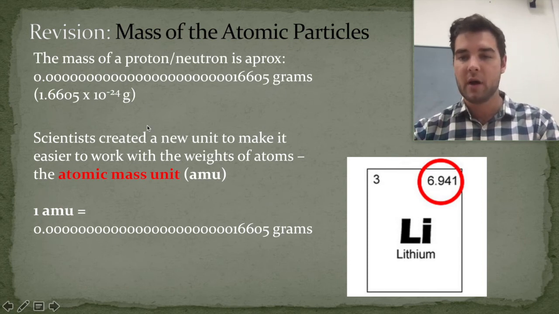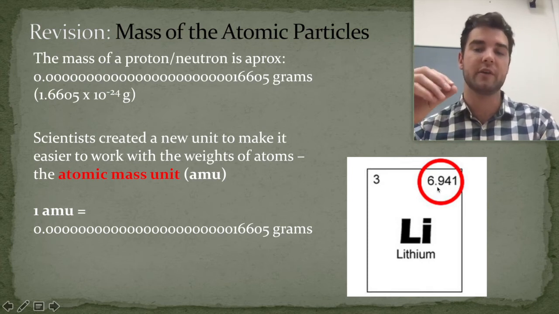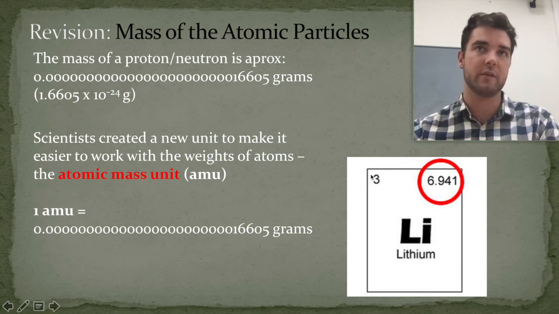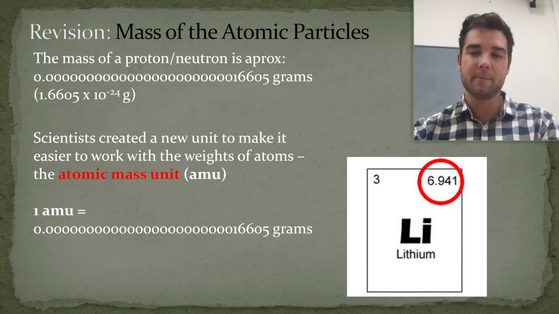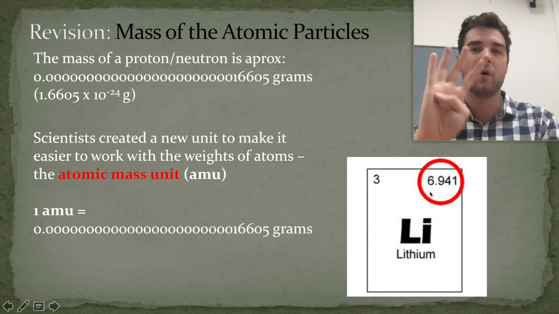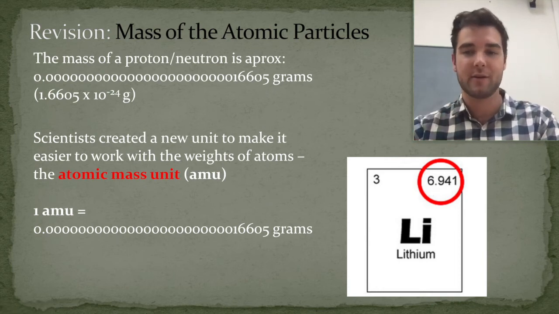So lithium has an atomic mass of 6.9, roughly 7. So we can tell that there's 7 particles in the nucleus, because 3 of those are obviously protons. That's why it's lithium. Otherwise, if it was 4, it wouldn't be lithium, it would be beryllium. But since it's 3 and the total is 7, that means it's got 3 protons and 4 neutrons. 3 plus 4 is 7. Good maths. Quick maths.